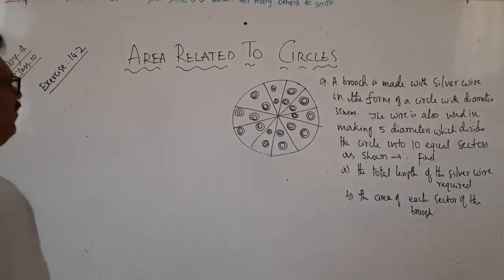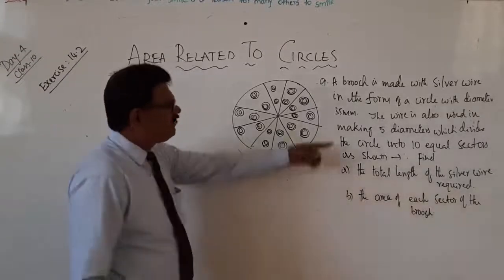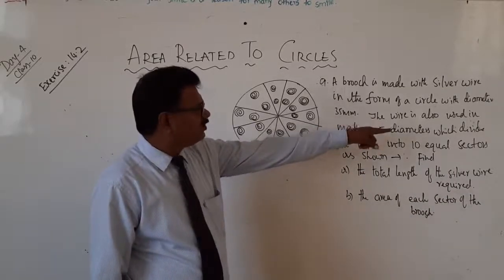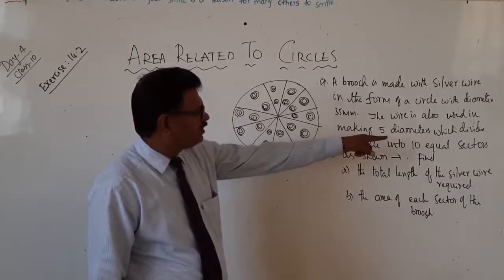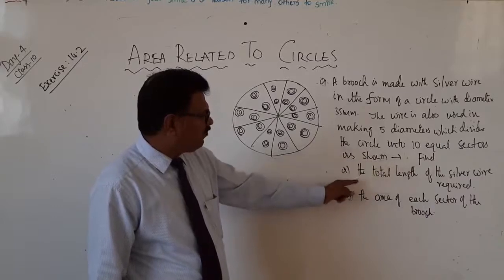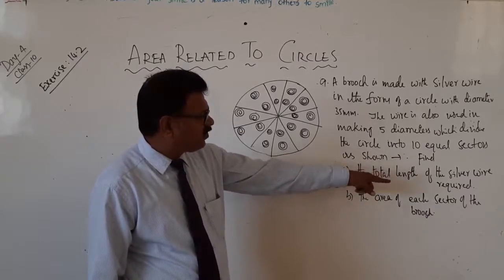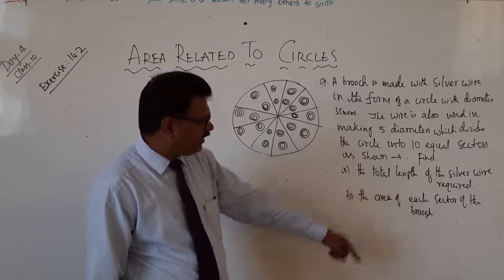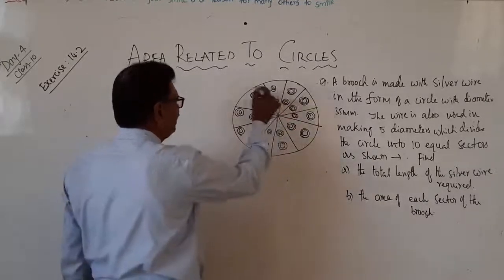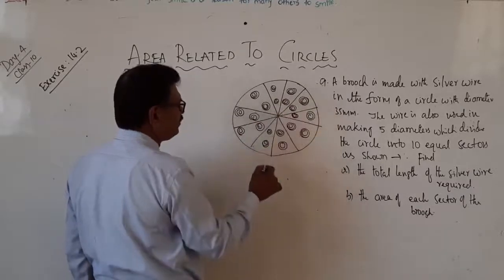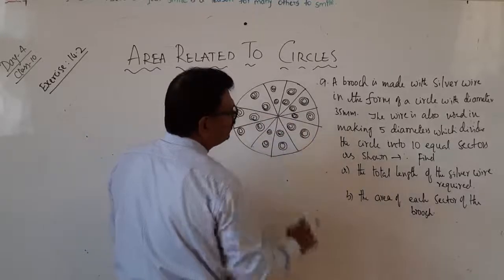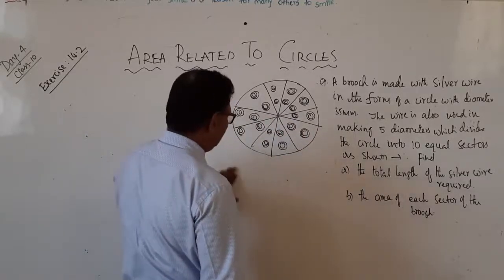A brooch is made with silver wire in the form of a circle with diameter 35 mm. The wire is also used in making 5 diameters which divide the circle into 10 equal sectors as shown. Find the total length of the silver wire required and the area of each sector of the brooch. Very simple. See, here it is a circle. So here how many diameters are there? 5 diameters.